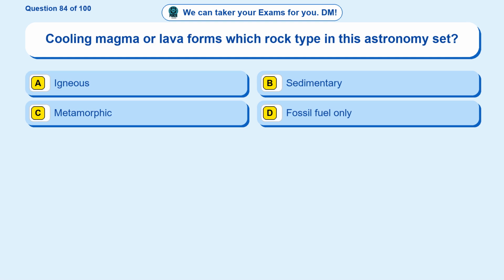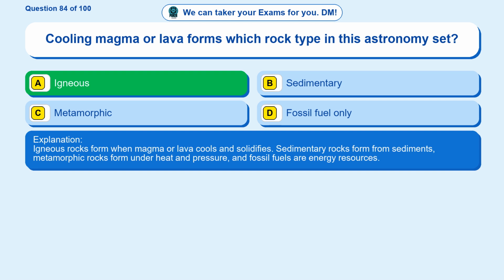Question 84. Cooling magma or lava forms which rock type in this astronomy set? Option A, igneous. Option B, sedimentary. Option C, metamorphic. Option D, fossil fuel only. The correct answer is option A, igneous. Igneous rocks form when magma or lava cools and solidifies. Sedimentary rocks form from sediments, metamorphic rocks form under heat and pressure, and fossil fuels are energy resources.